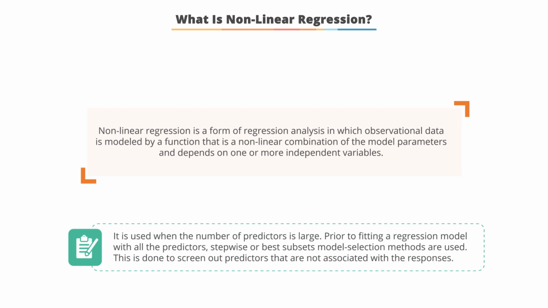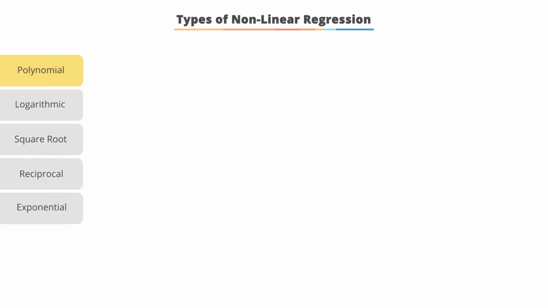And we do this to screen out predictors that are not associated with the responses, that output, that target, that criterion, that Y variable. Because if we had 10,000 variables, that could deeply penalize our model. But if we find out that only 10 actually increase R squared, then it's much more effective for building that model. So let's go through the types of nonlinear regression.